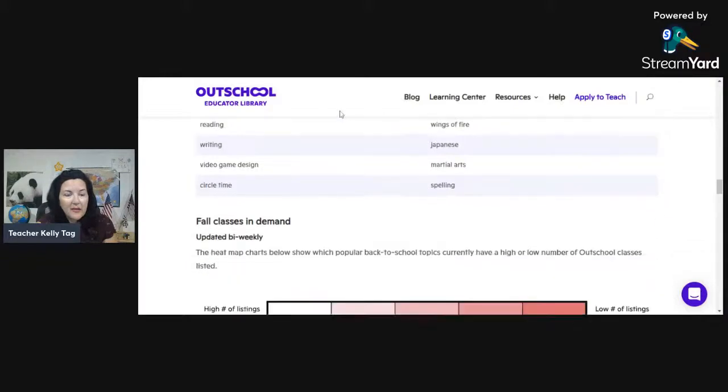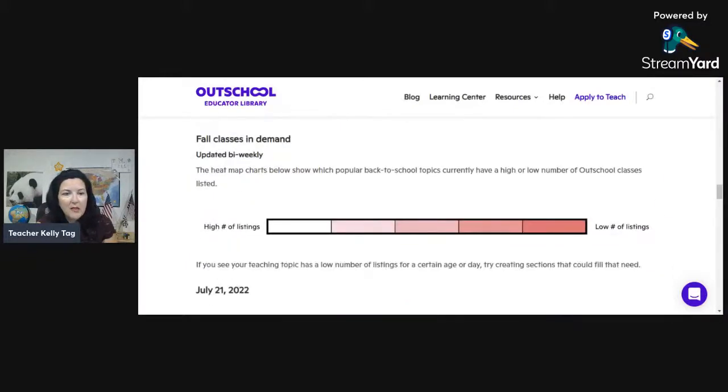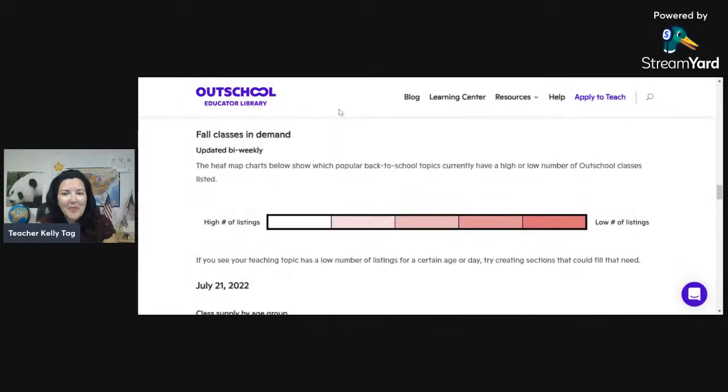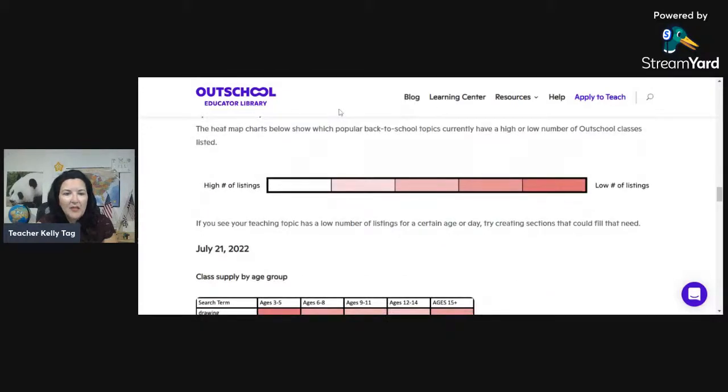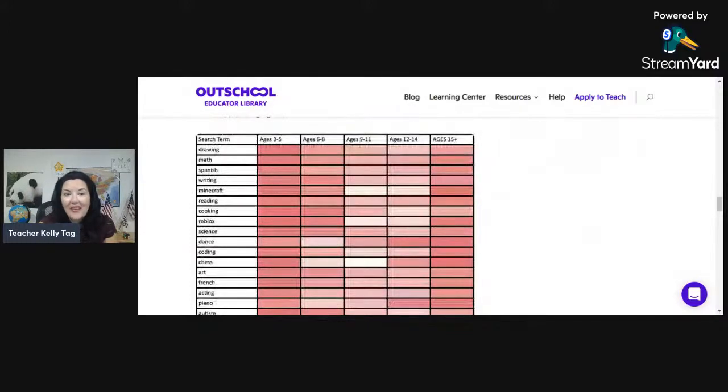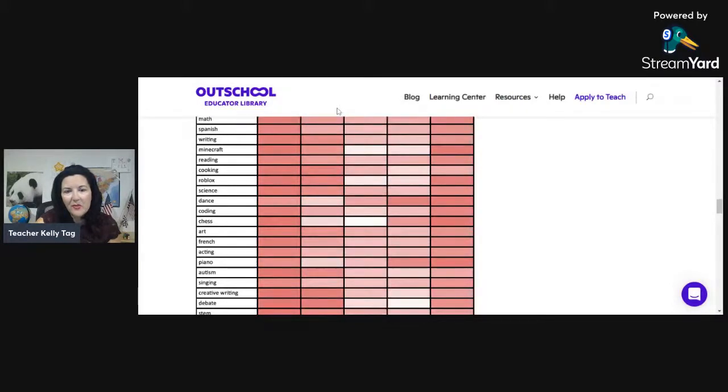Okay, and here's fall classes in demand. So the white is a high number of listings and the pink is a low number. Let me look at that again. Pink is low. So these are the ones that need classes for the ages. So drawing for 3 to 5 has a lot of pink. If you like the lower ages, and then 15 plus has a lot of pink too. So the mid, I think a lot of people do the mid ages because there's a lot more of that on Outschool.